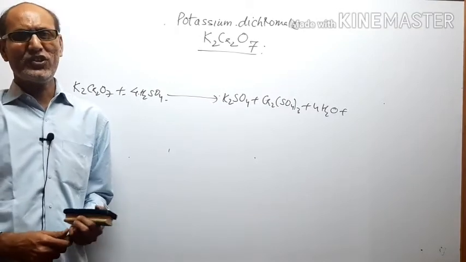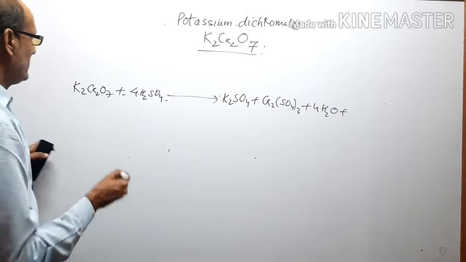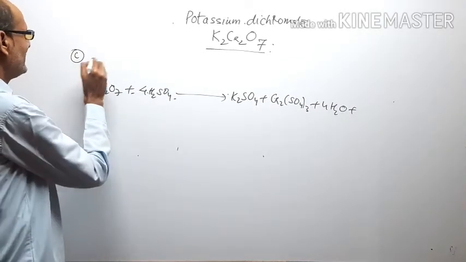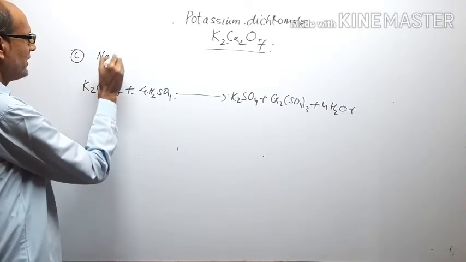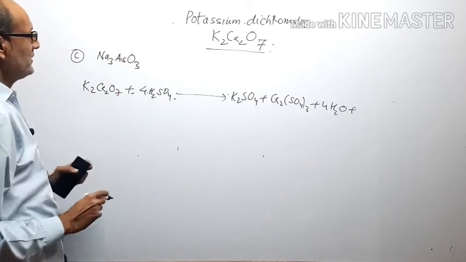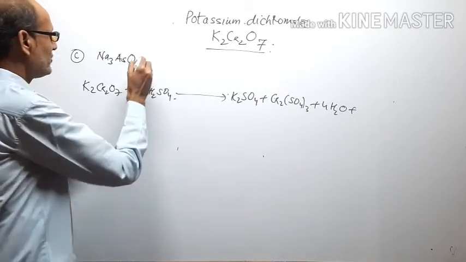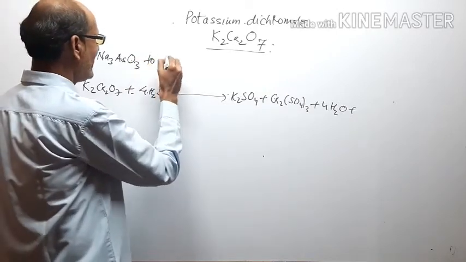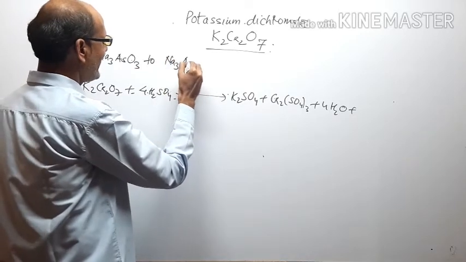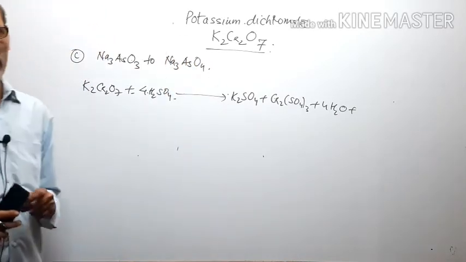Now the next reaction: if we want to oxidize sodium arsenite, Na3AsO3, it oxidizes to sodium arsenate. So you will get Na3AsO4. Dear students, what is common?